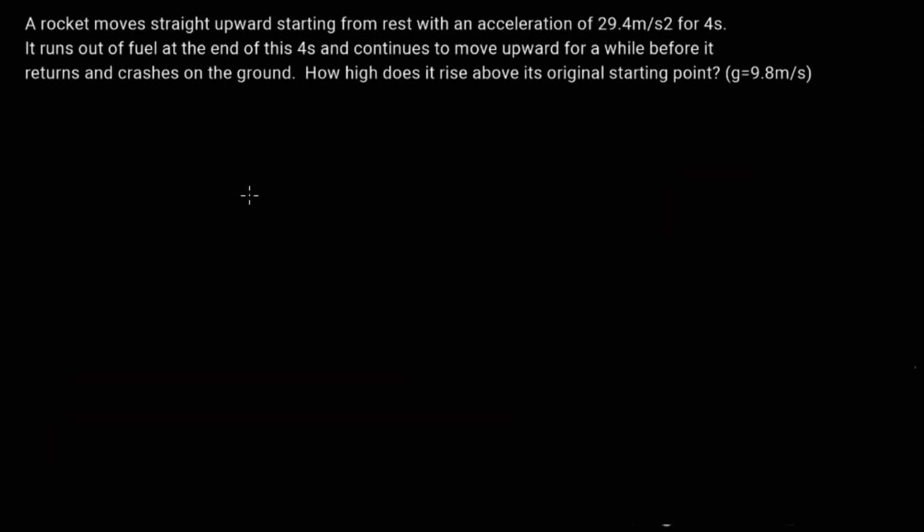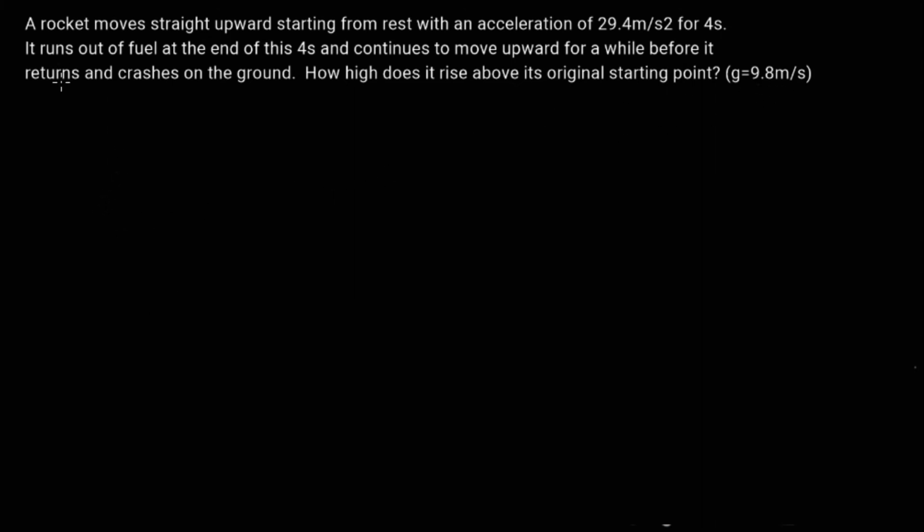A rocket moves upward starting from rest with an acceleration of 29.4 meters per second squared for 4 seconds. It runs out of fuel at the end of these 4 seconds and continues to move upward for a while before it returns and crashes on the ground. How high does it rise above its original starting point, where g is equal to 9.8 meters per second squared?